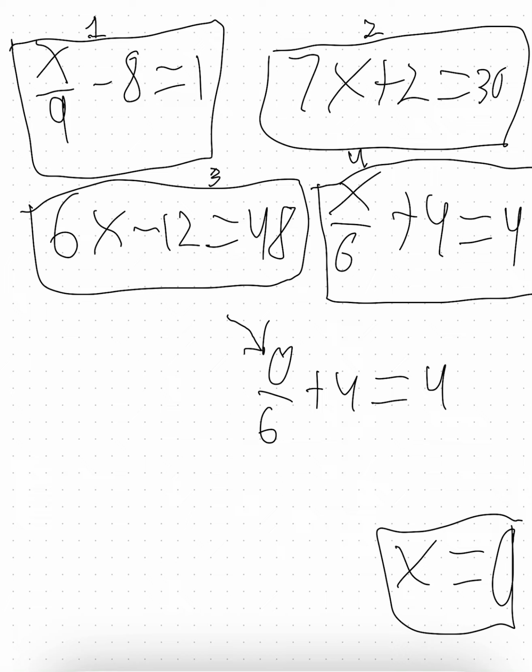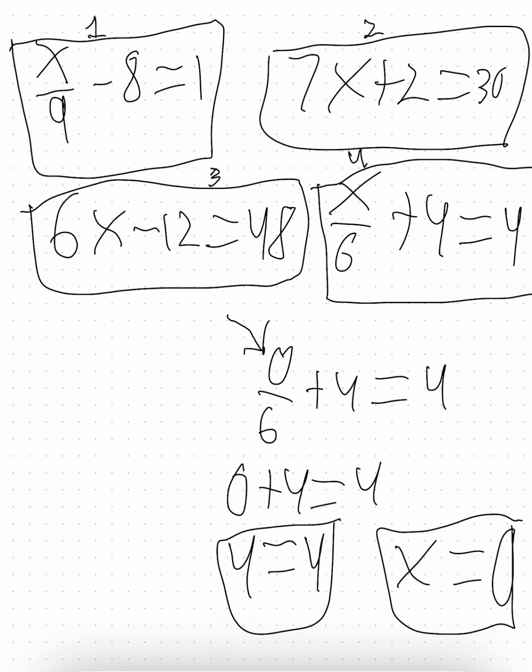So how many times does 6 go into 0? That's 0. It will always be 0. When you have a number going into 0, it'll always be 0. Plus 4 equals 4. 4 does equal 4. So that is right.